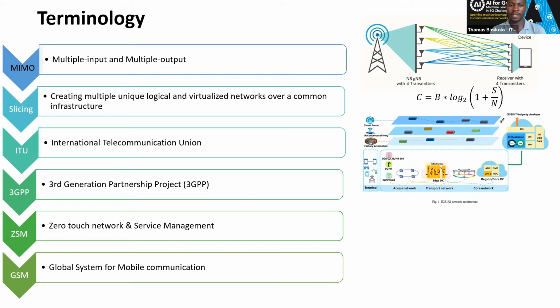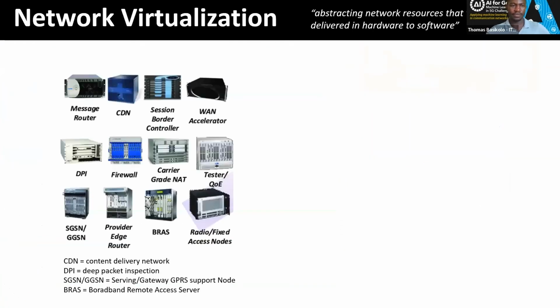And then we have the ETSI, European Telecommunications Standards Institute. In the ETSI, they have different groups that are working on several types of standards. One is ZSM, Zero Touch Network and Service Management. They are working on self-driving networks, in simple terms, autonomous networks. And we have the Global System for Mobile Communications, GSM, that I've already talked about previously.